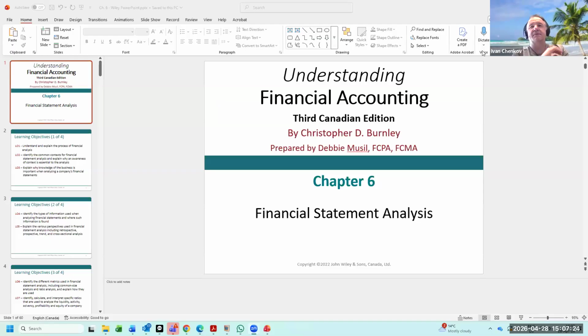Okay, this is chapter 6, financial statement analysis, of this course. The course is again accounting for managers. So far, from the first three chapters, we learned about financial reporting. Why do we need financial reporting? Financial reporting, if you still remember, is needed for the external users.